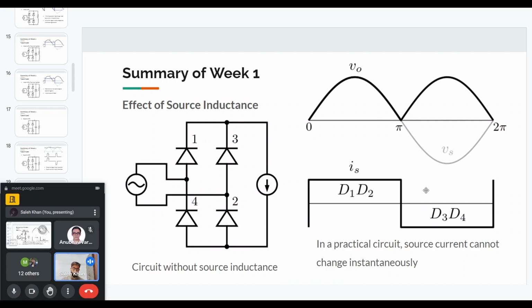And during the negative half cycle, D3 and D4 will be on. So then if we see from D3, if D3 is on and D4 is on, that means the supply current is negative. Okay, so this is how the supply current will look in an ideal circuit. But in a practical circuit, the source will have some inductance. And as I mentioned in the first lecture as well as the previous lecture, because of this inductance, it will not allow an instantaneous change in the current.